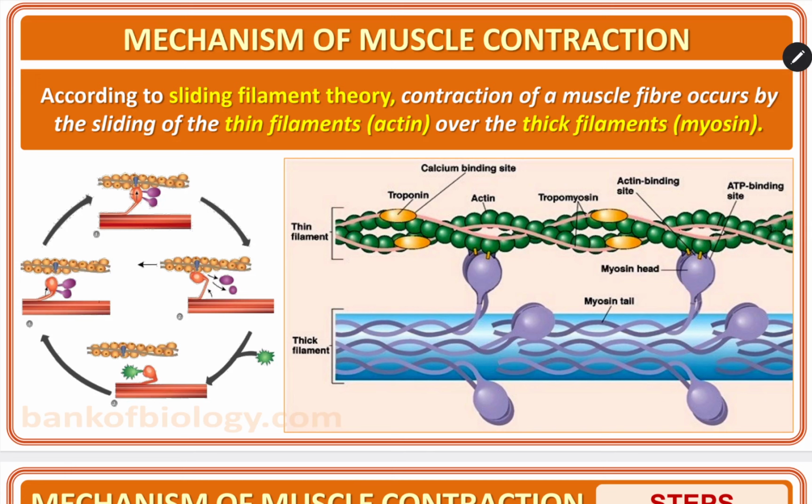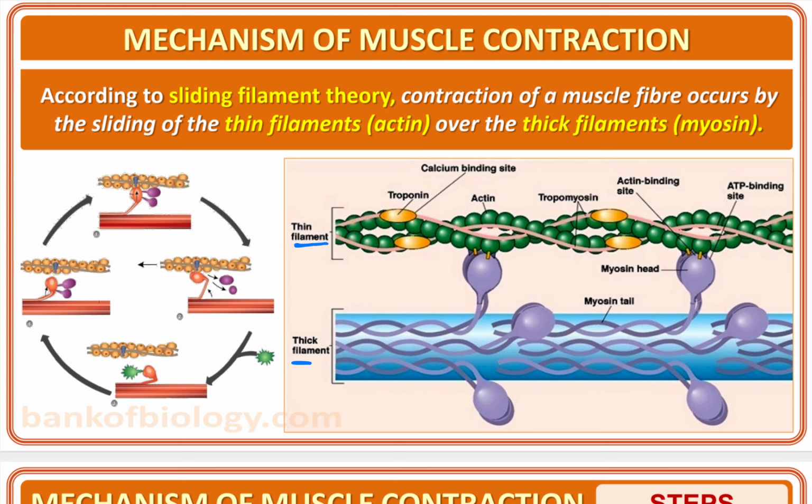According to sliding filament theory, contraction of a muscle fiber occurs by the sliding of the thin filament, actin, over the thick filament, myosin. See the diagram. The sliding of the thin filament over the thick filament is called sliding filament theory.